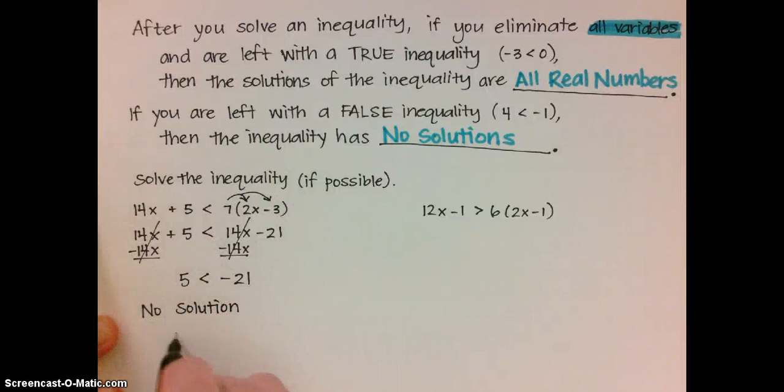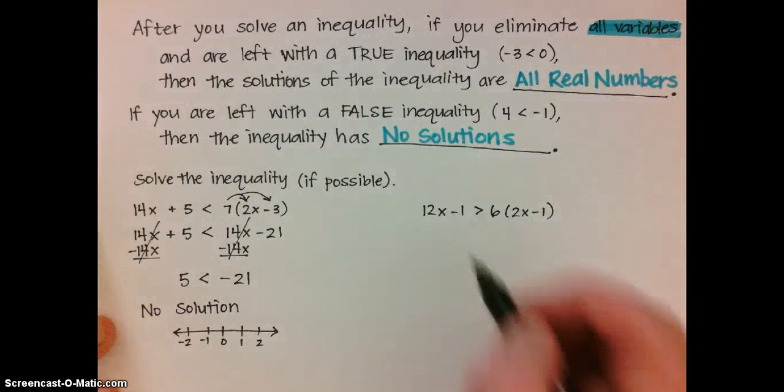If you were going to graph this, you would have your number line, but there would be nothing for you to put on it. There wouldn't be any solutions that you would actually graph on it. It would just be a blank number line. So let's check out our other one.